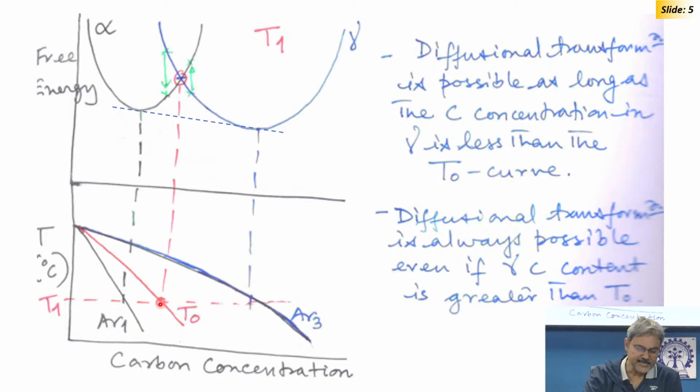So, the point is, if my composition is below this T0, then only can I transform it into a single phase ferrite, BCC or BCT, depending on the carbon content. So, that is the significance: the bainite transformation and martensite transformation happen when the composition is below this.